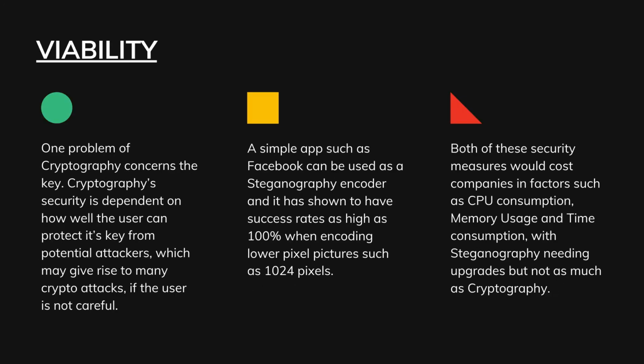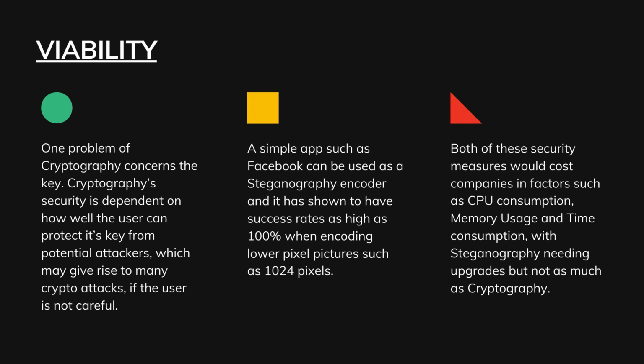For the viability, one problem of cryptography is human error. Cryptography security is dependent on how well the user can protect its key from potential attackers, which may give rise to many crypto attacks if the user is not careful. As for steganography, it has shown to be viable, as simple popular apps like Facebook can be used as a steganography encoder. However, the same problem lingers, as this only holds true for small word count messages.